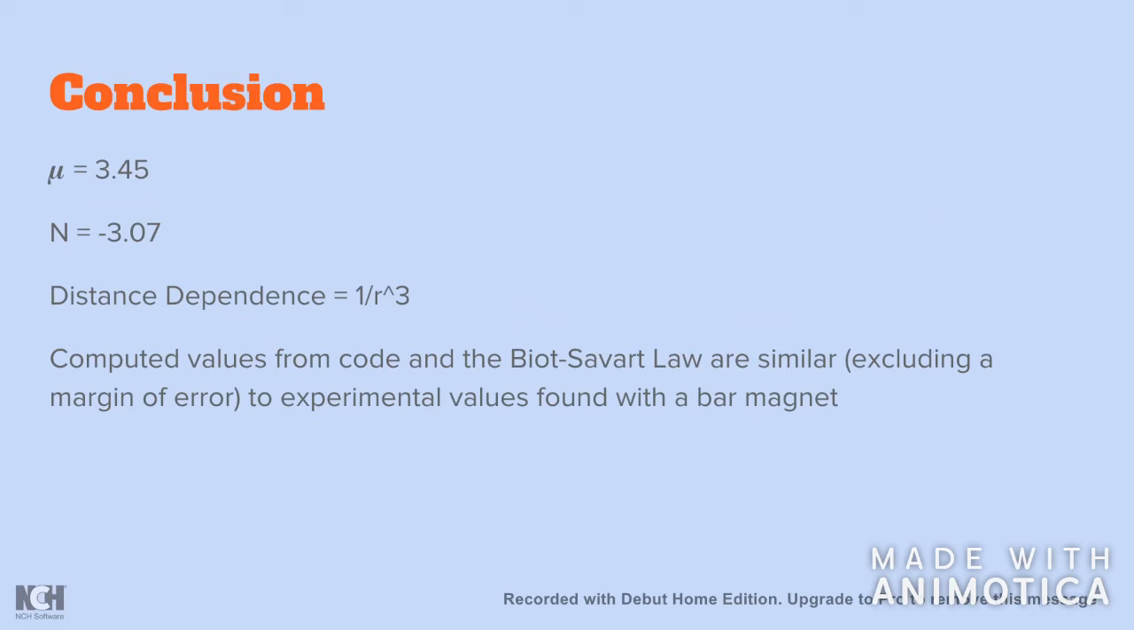In conclusion, the distance exponent in the Biot-Savart law and the distance dependence computed by hand are equivalent. My computed value for mu was 3.45, and for n was negative 3.07. Overall, my computer model with the Biot-Savart law reflected the physical values I calculated when I did the experiment out myself.